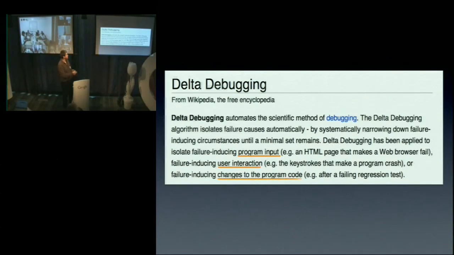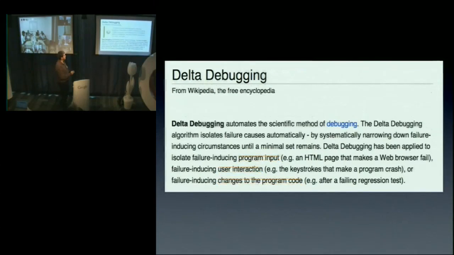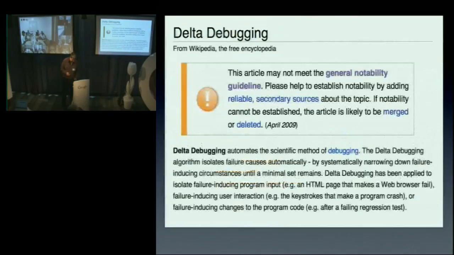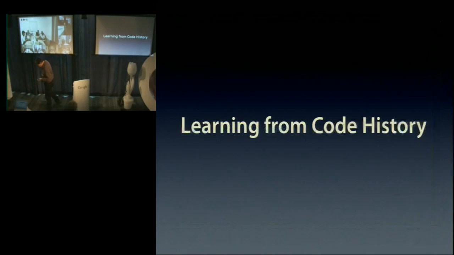And of course, changes to the program code as we just saw. I should add, though, that there's this nasty note right now within Wikipedia. So in case you have nothing else to do, feel free to add more material to that article. Okay, so that was learning from code history a bit on how to simplify problems.